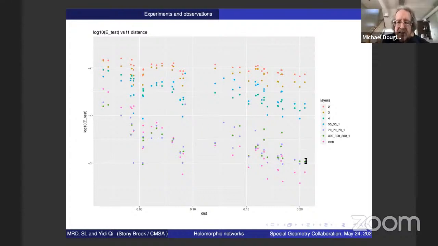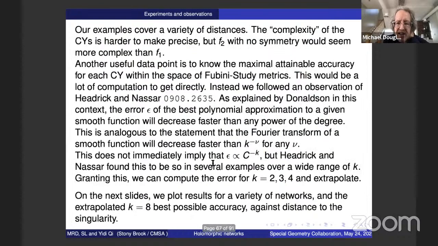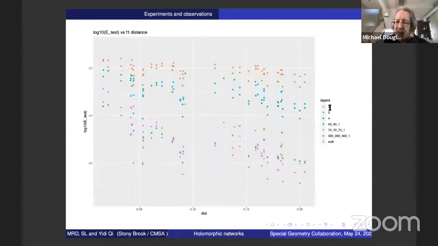And then finally, the bottom dots here, S8, are what you get if you grant that errors will decay exponentially in the degree k for the optimum, and you fit an exponential to the result you get for these 2, 3, 4. So the Fubini-Study metric already for degree 8 with no symmetry is a little too big to do easily, but this extrapolation seems to be good.